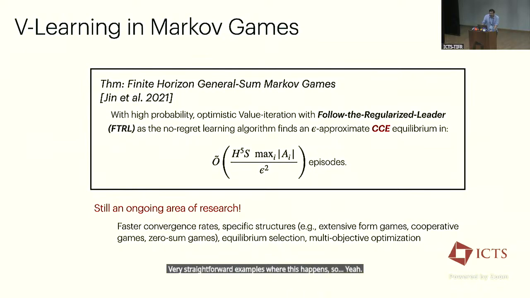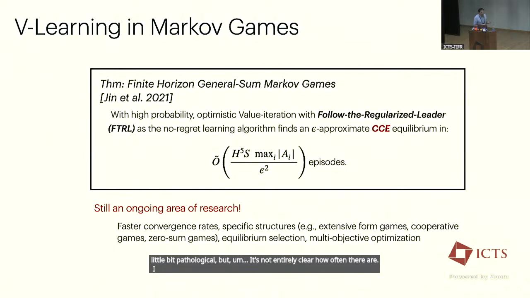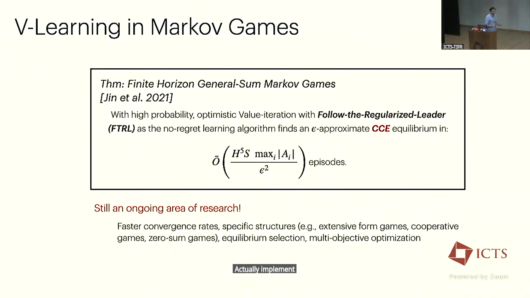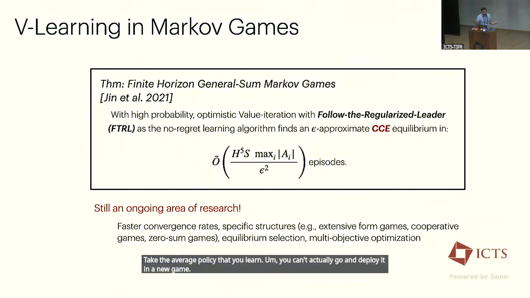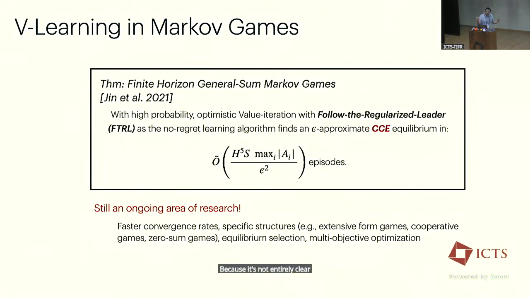Yeah, there's a paper with a few of these examples. They're a little bit pathological, but it's not entirely clear how often they are. I think to me the bigger problem with CCE is that they need coordination to actually implement. So if you take the average policy that you learn, you can't actually go and deploy it in a new game, because it's not entirely clear that your opponent would ever actually do anything.